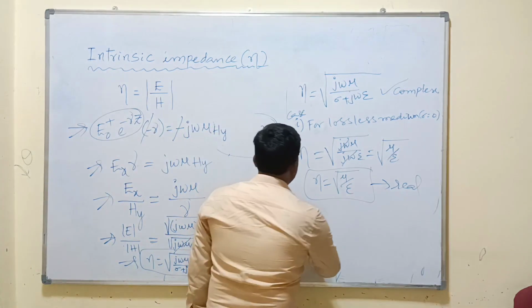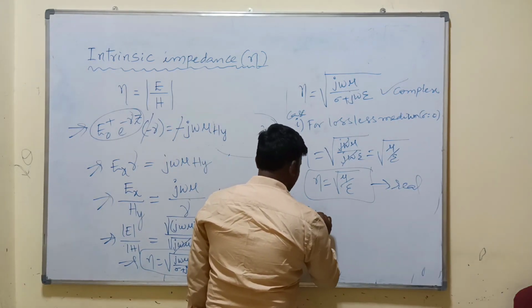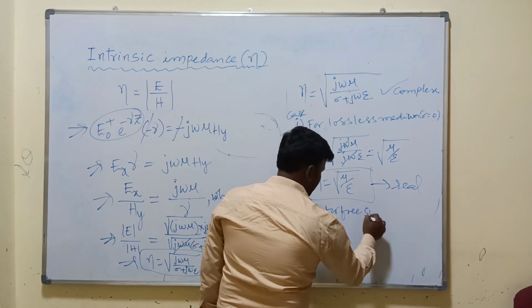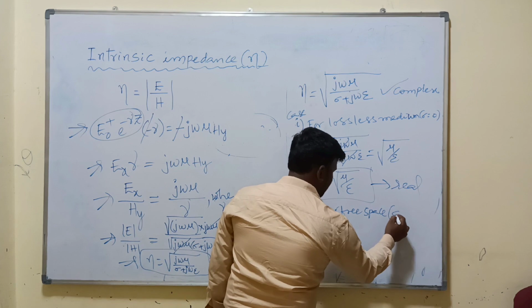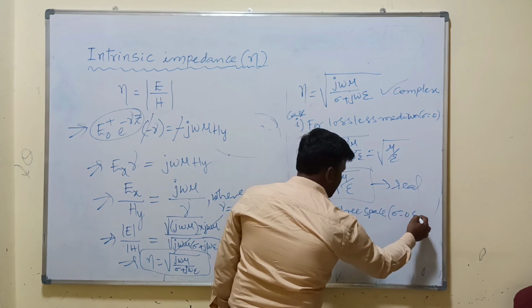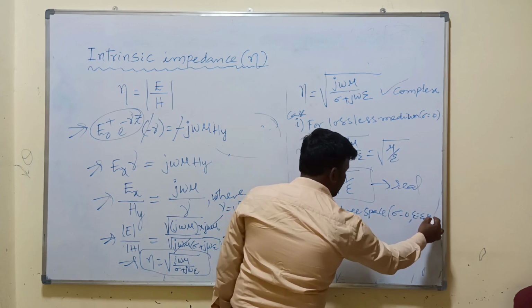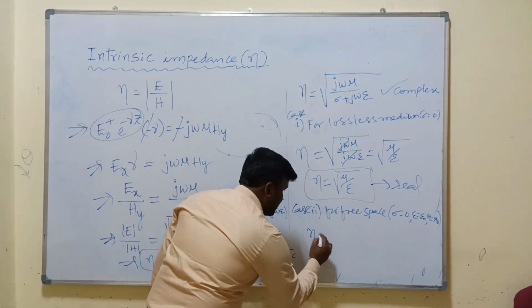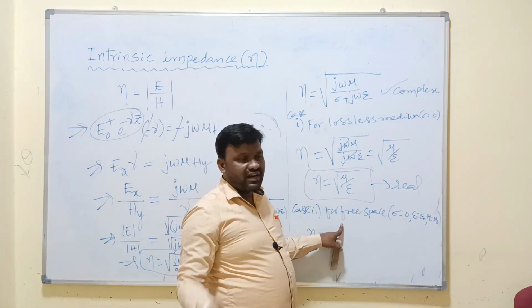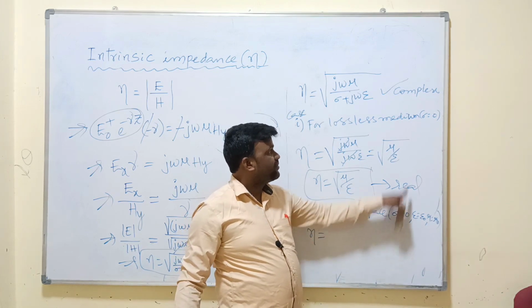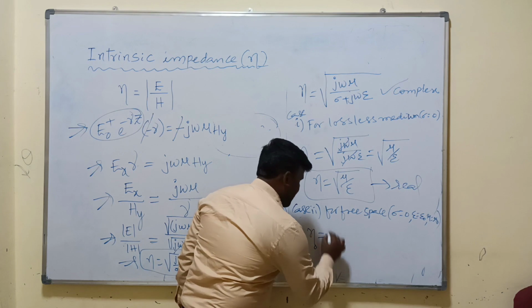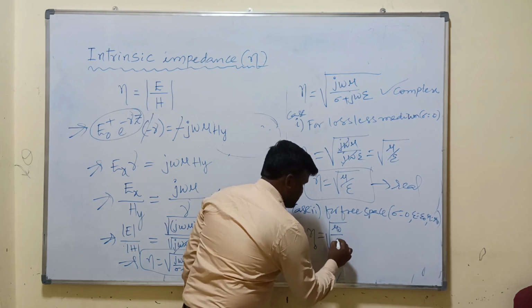Next, case 2 for free space. For free space, conductivity is 0, epsilon equal to epsilon naught, mu equal to mu naught. Therefore, we can write eta as what? Free space is an example of a lossless medium, that is sigma equal to 0. In this case, we can write eta as eta naught equal to under root mu naught by epsilon naught.